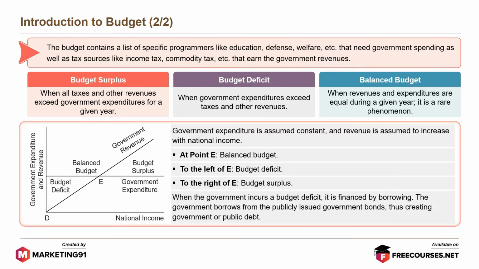When the government incurs a budget deficit, it is financed by borrowing. The government borrows from the publicly issued government bonds, thus creating government or public debt.